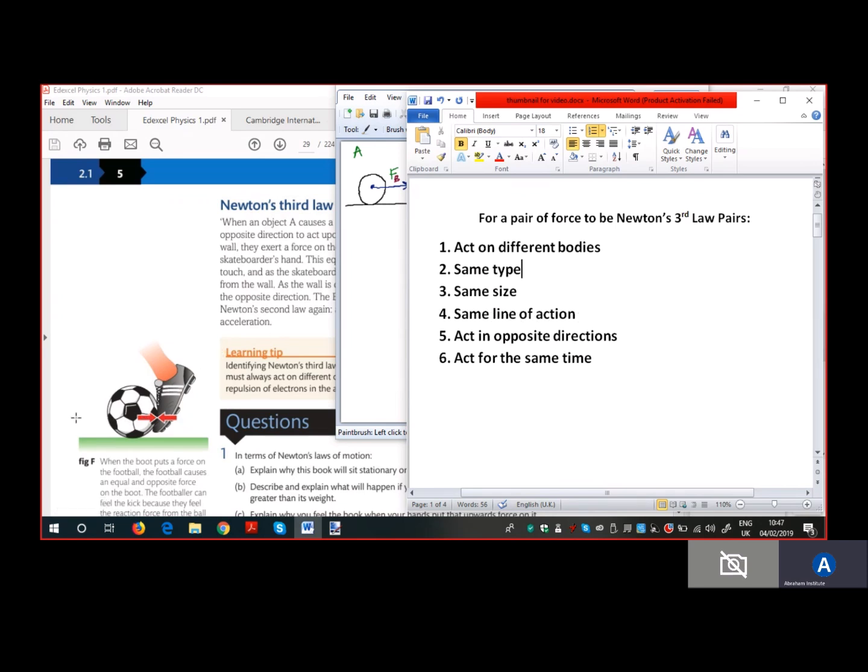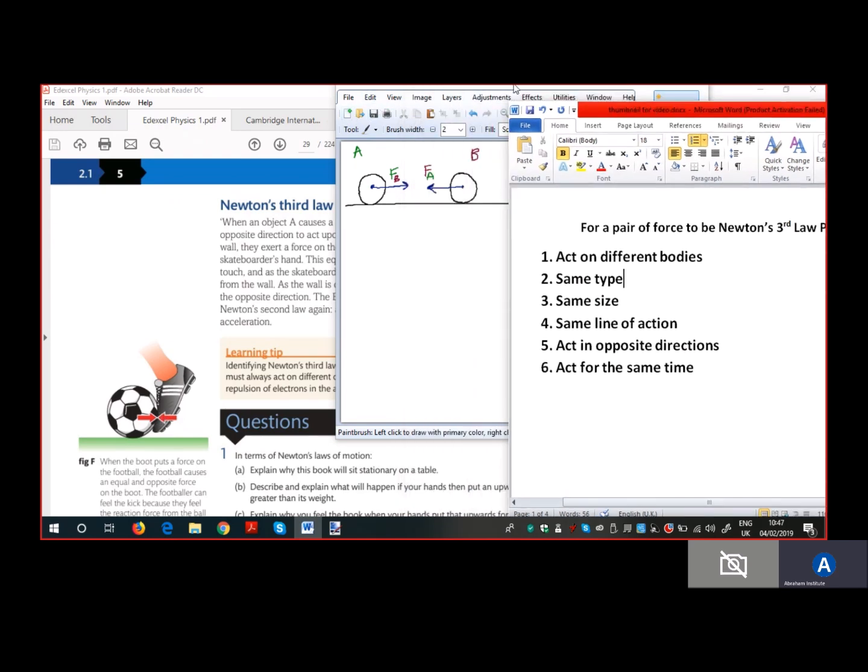So if you draw a line passing through this arrow, along this arrow, it also passes through this other arrow. So that indicates they have the same line of action and act in opposite directions. One is to the left, the other is to the right. So these are contact forces. So they act for the same time. So that is the time in contact with which the ball is with the shoe or shoe is with the ball. Now the same thing we can apply for this also.